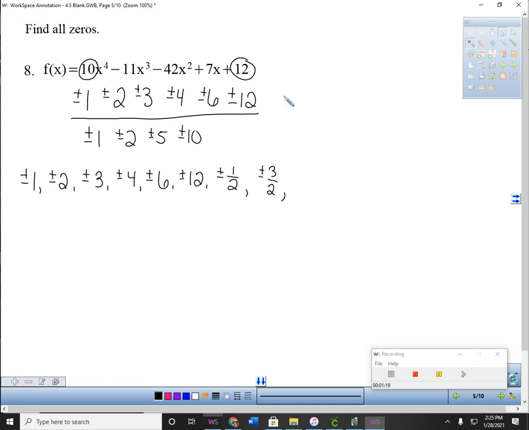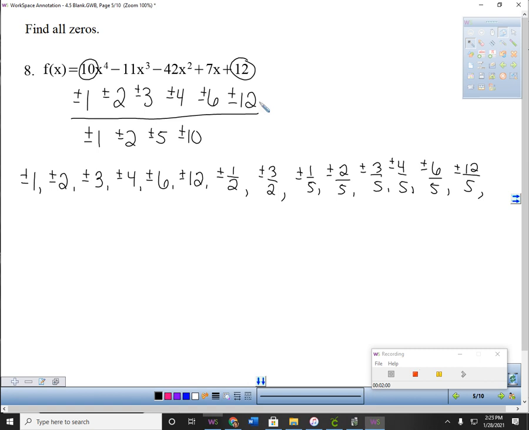So now we'll go through and take all the top and divide it by 5. So 1 divided by 5, 2 divided by 5, 3 divided by 5, 4 divided by 5, 6 divided by 5, and 12 divided by 5.